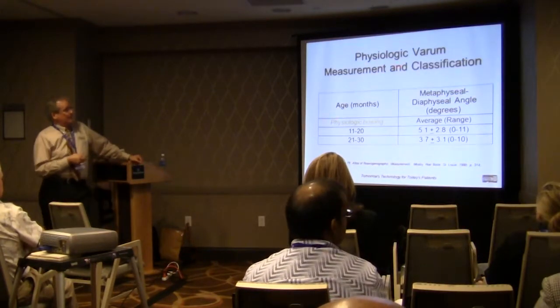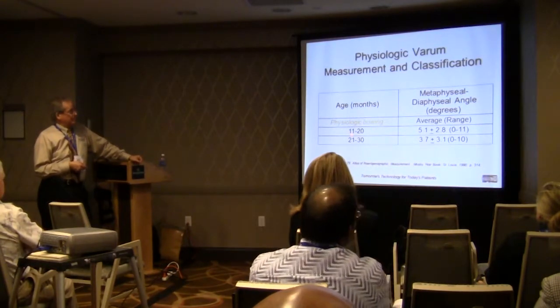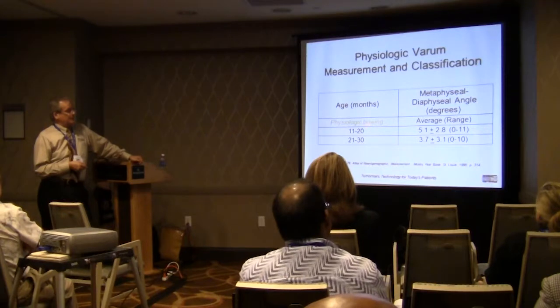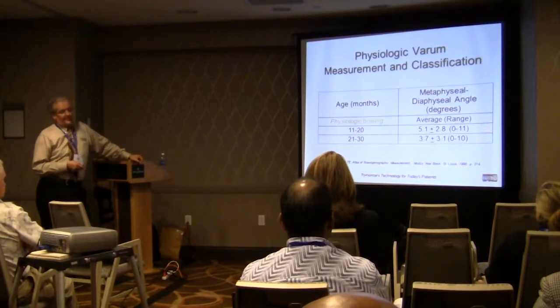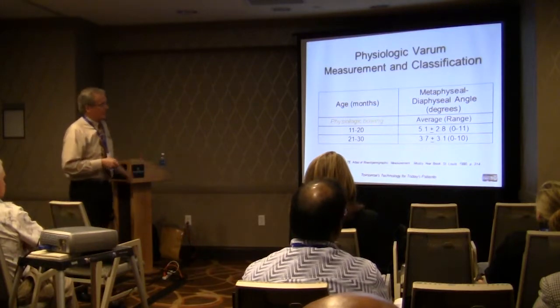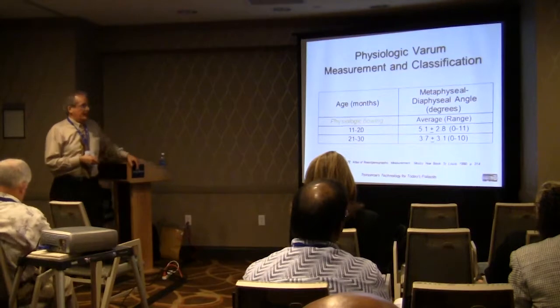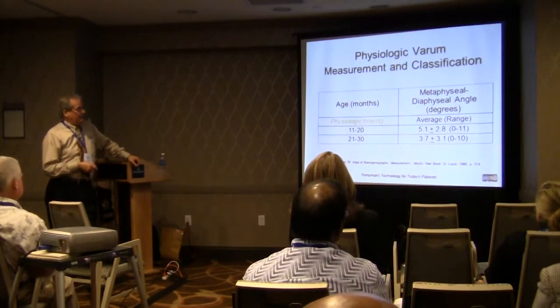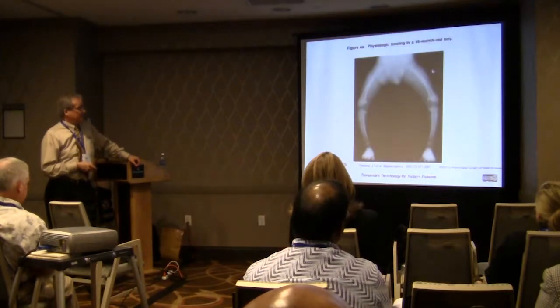And then these are the measurement classifications in regards to the age of the patient, specifically physiological bowing. And then the metaphyseal diaphyseal angle, that's the primary angle that the orthopedic surgeon will look at to determine whether or not it's Blount's or not. And these are the averages here in the range of that deformity.